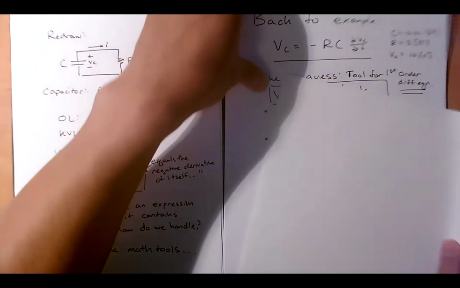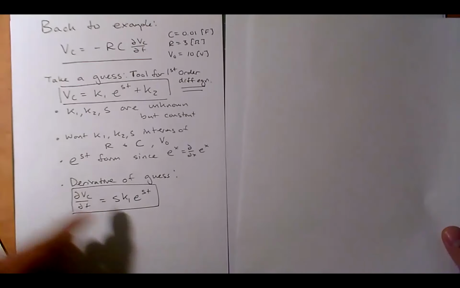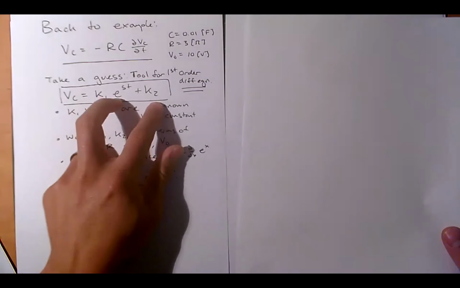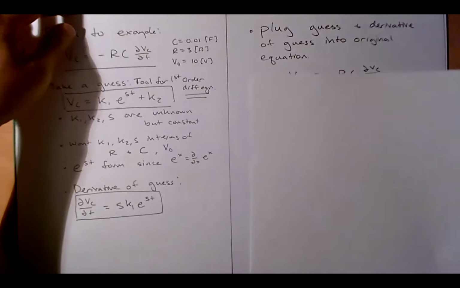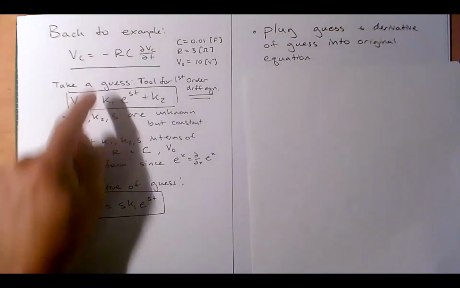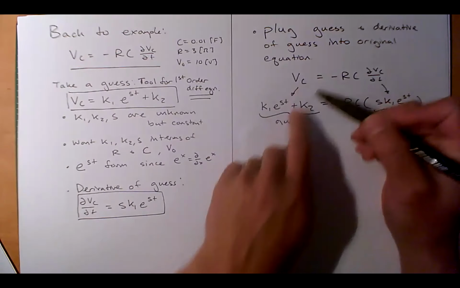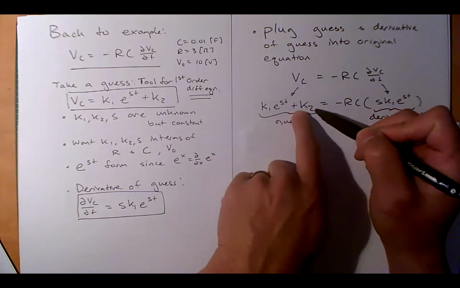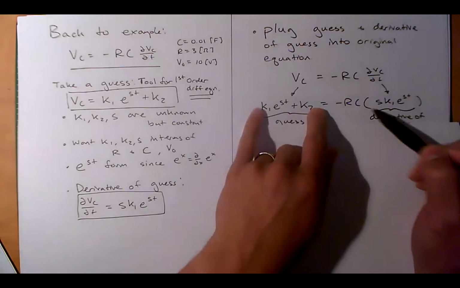Okay, so then the question is, how would we solve for those 3 numbers, S, K1, and K2, with the information given? Well, the first thing we could do is take this guess and plug it into our first order differential equation. So I'm going to plug this into here. Okay, so check it out. I'm going to put in K1 e to the st plus K2. And for the derivative part, I'm going to plug in this one, S K1 e to the st.